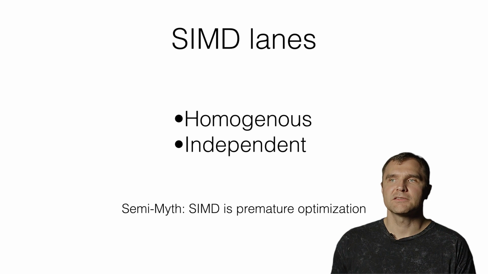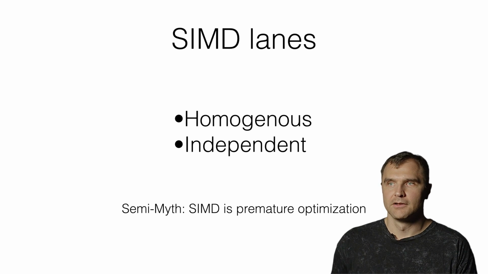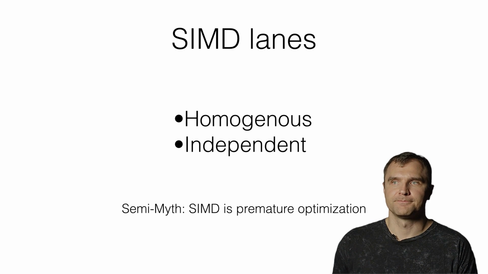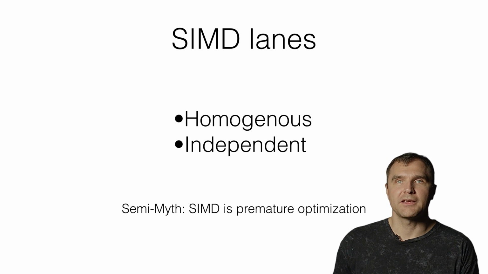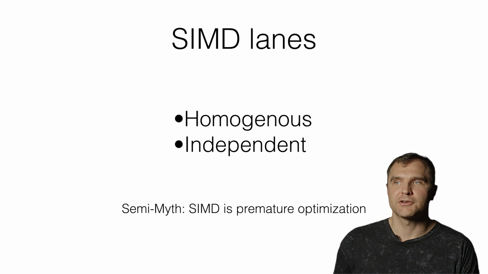So to SIMDize something, you need 4 or 8 items that need similar processing, and they must be independent of each other. There's a myth I've heard that SIMD is always a premature optimization. You shouldn't write SIMD right away. But when designing data structures and algorithms without SIMD in mind, it's hard to separate data into independent homogeneous lanes cleanly afterwards. If you don't do that cleanly, you have to waste time shuffling and preparing data, which destroys the benefits of SIMD.